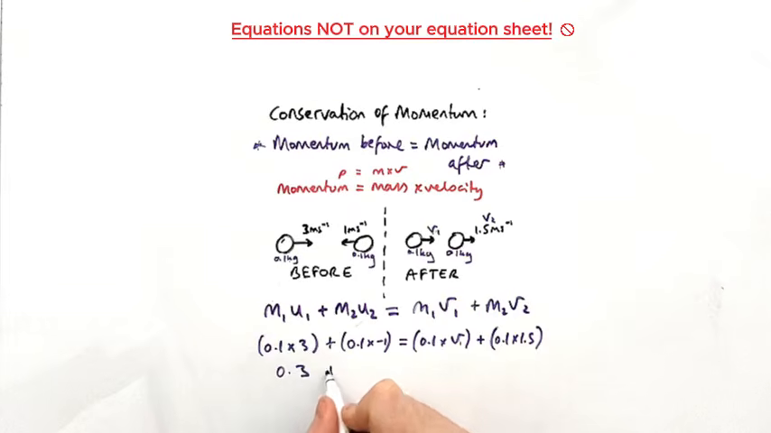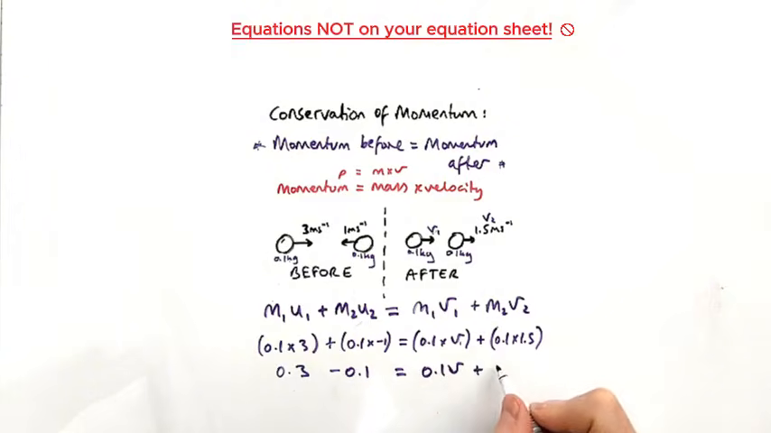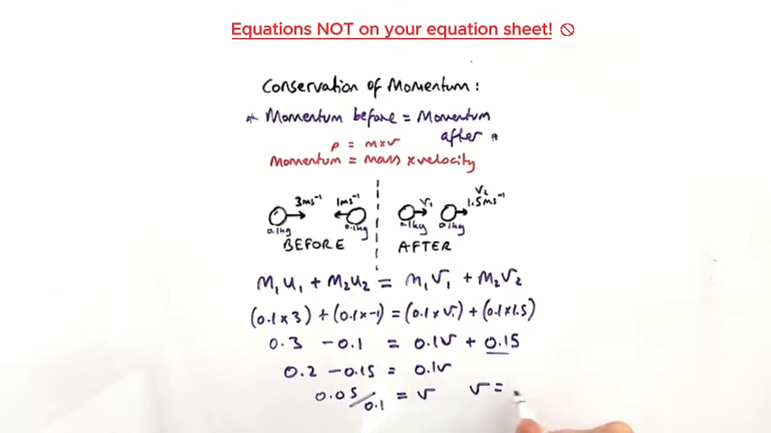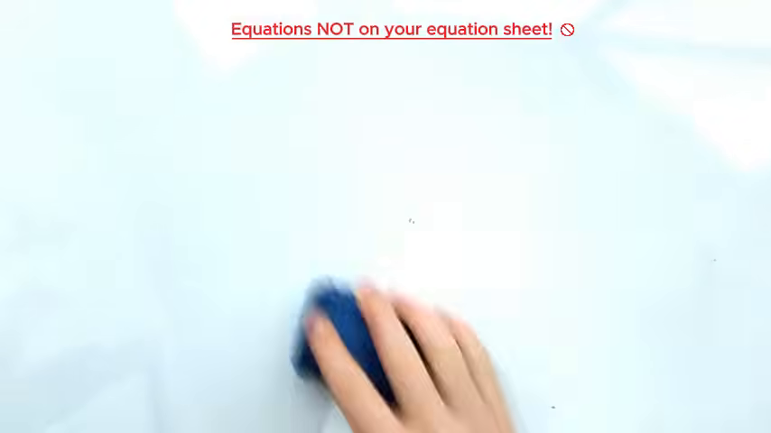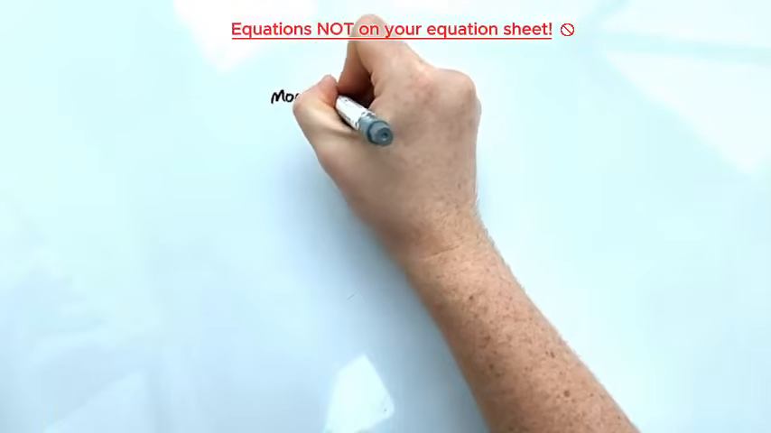We've got 0.3 minus 0.1 equals 0.1v plus 0.15. So putting all our like terms on one side, I keep my v's on the right and my regular numbers on the left. We'll find that we're going to have 0.2 minus 0.15 equals 0.1v, giving us an overall speed of 0.5 meters per second. And that's how you can use that equation to work out conservation of momentum questions for separate science students only.